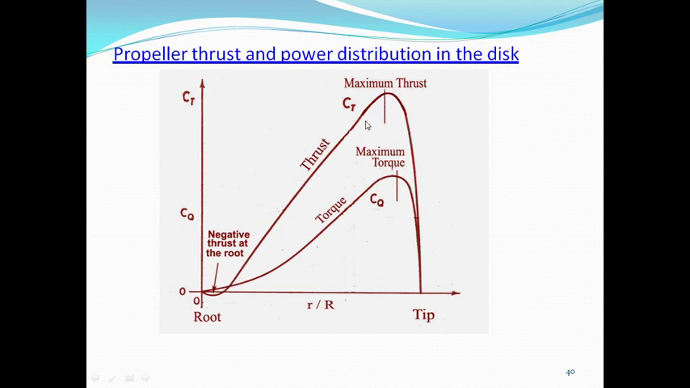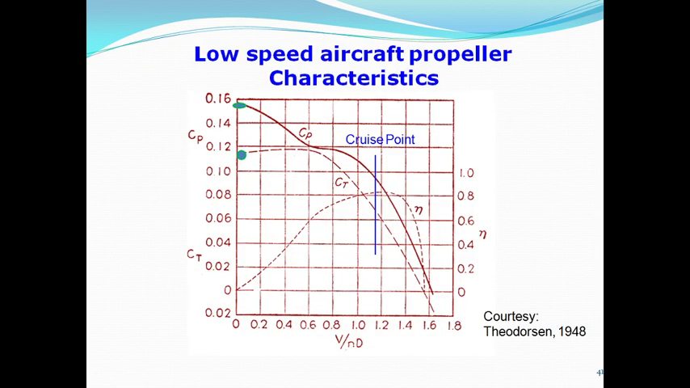But keep in your mind, the maximum thrust location and the maximum torque location may not be at the same element of your blade. There will be small differences. It happens there. This is what I am trying to say.